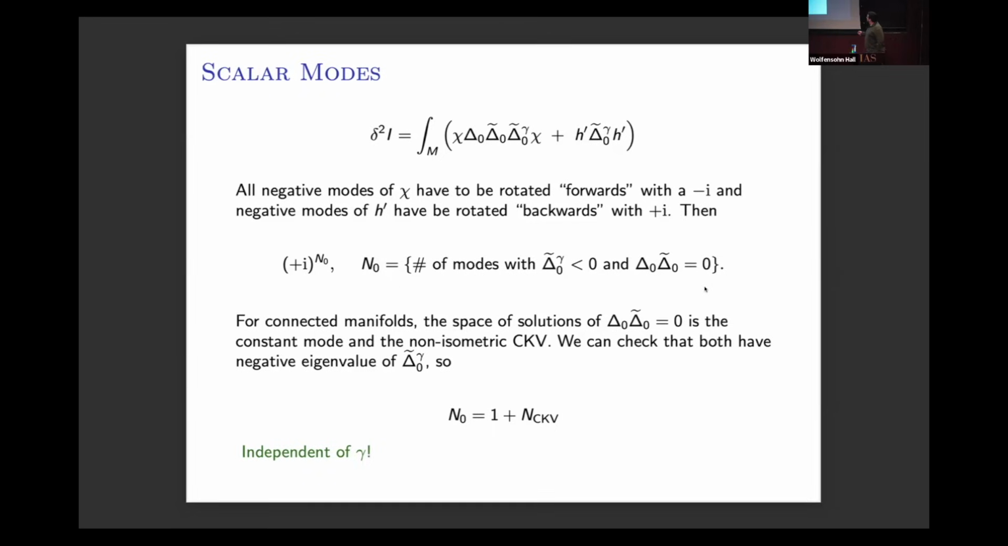Now, as I said, there is this theorem, not the theorem, sorry, the zero modes of these operators are either constant or conformal Killing vectors. And one can plug this into the definition of delta tilde gamma and check that whenever there is a non-isometric conformal Killing vector, well, or the constant mode, they always have a negative eigenvalue of delta tilde gamma. It's always minus something positive times lambda. So the power of i appearing from the scalar modes is always 1 plus the number of non-isometric conformal Killing vectors. So this is a generalization of what Douglas described for any geometry, any solution of Einstein's equation.